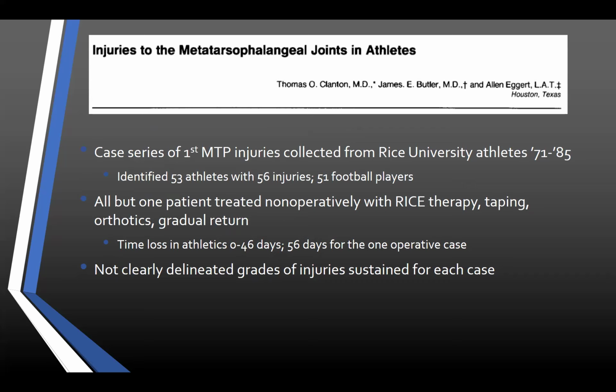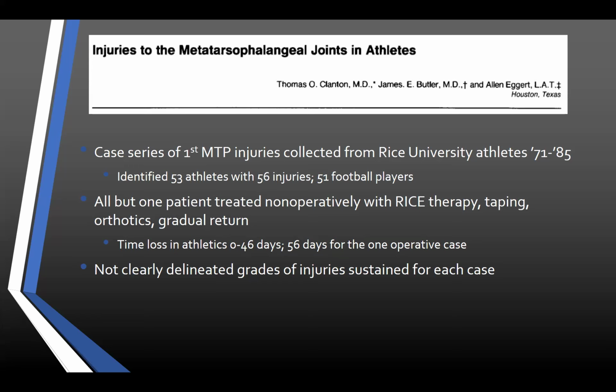So the one strength of this was that all athletes that sustained this injury were functionally treated the same. They all went through a relatively standardized regimen of RICE therapy. They rested, they iced, they elevated, and they were supportively cared for with tape, orthotics, and a very gradual return to play. The time lost ranged from 0 to 46 days, and one of them needed to be operated on, which failed non-operative management.